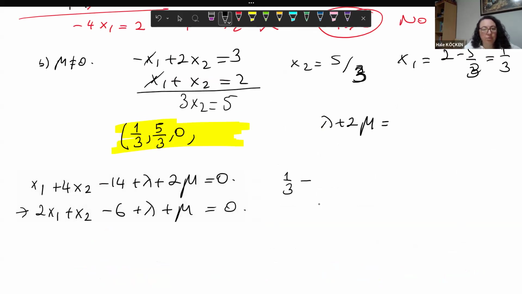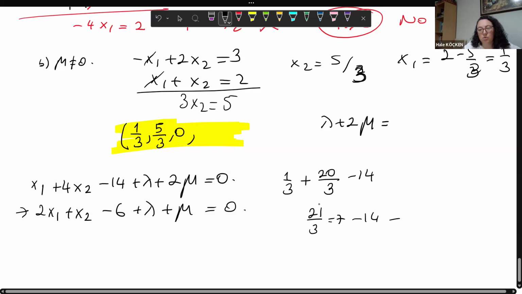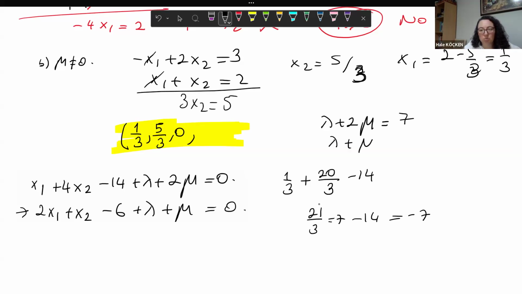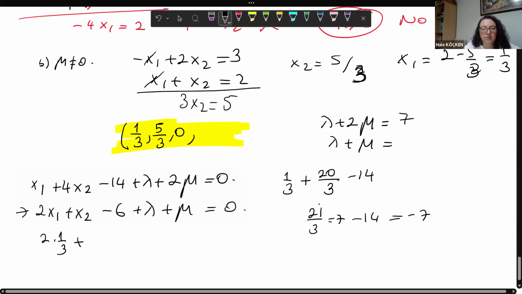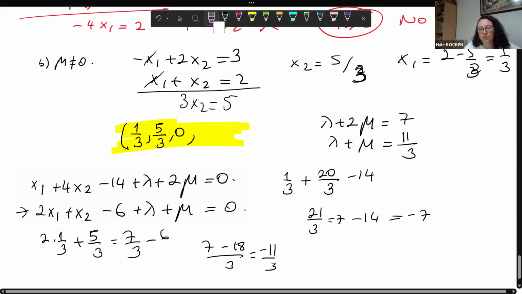One over 3 plus 7, 20 over 3 minus 14. This is 7. 7 minus 14 is minus 7. Transpose it to the right, it is 7. Next, lambda plus mu is equal to 2 times 1 over 3 plus 5 over 3. It is 7 over 3 minus 6. 7 minus 18 over 3, which is 3. Transpose it to the right. It's this one. Okay.